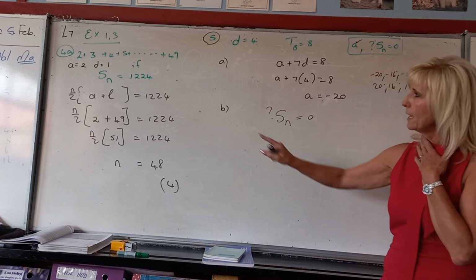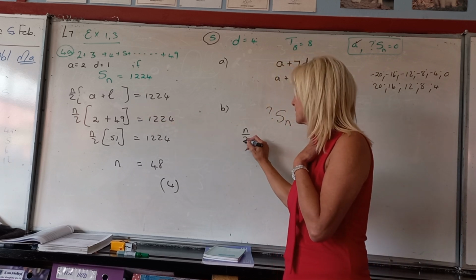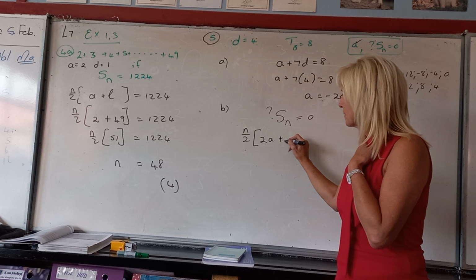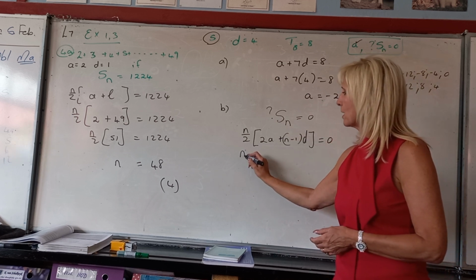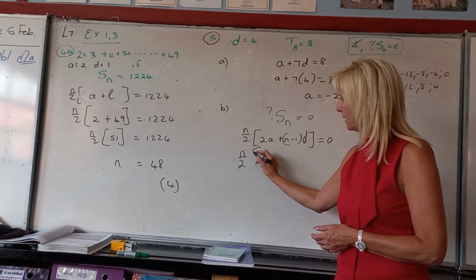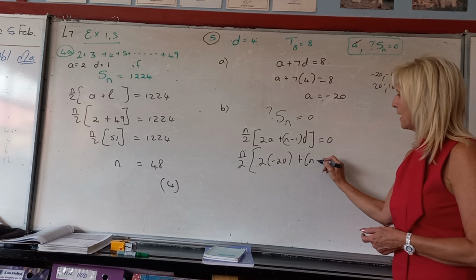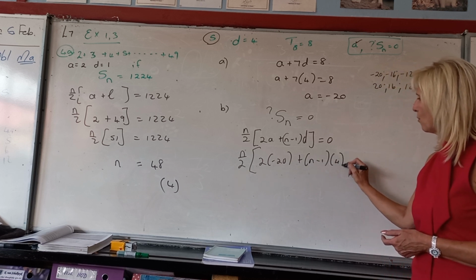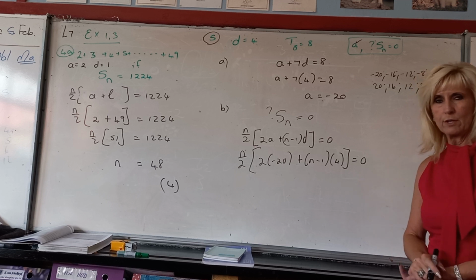Can I now again use the formula with the last term? No, because you don't have it. You've got to use n minus 1 d, equal to 0. I'm trying to find out which n it must be. If a is negative 20 and d is 4, the answer must be 0 because they want the sum to be equal to 0.